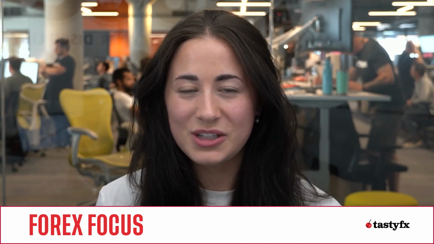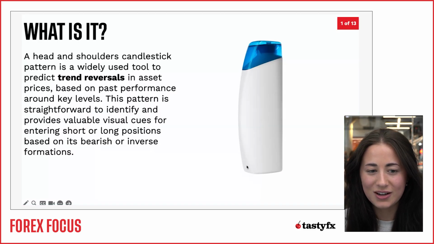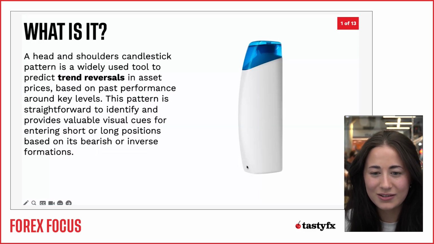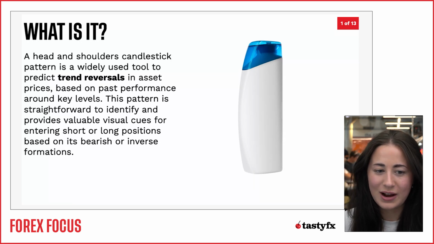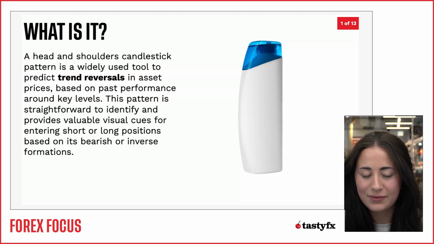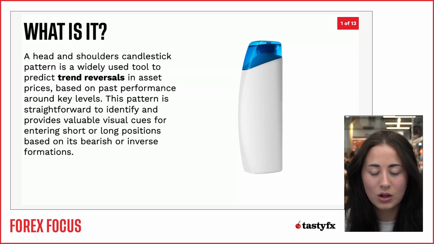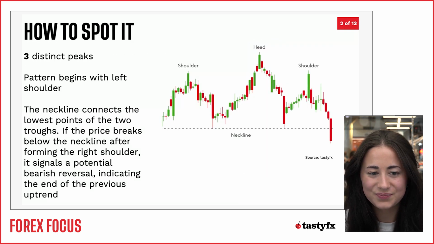Today, I'm going to be teaching you all about the head and shoulders pattern and how to trade it. So what is the head and shoulders pattern? It's a candlestick pattern that's a widely used tool to predict trend reversals in asset prices, and it's based on past performances around key levels. This pattern is straightforward to identify, making it ideal for traders of all experience levels. It also provides valuable visual cues for entering short or long positions based on its bearish or inverse formations.